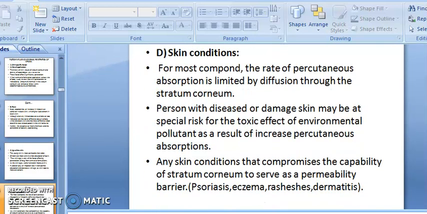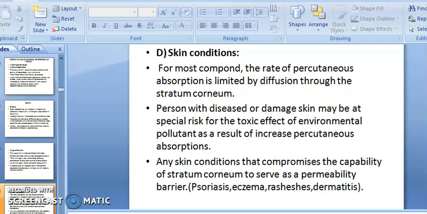Then skin condition. For most compounds, the rate of percutaneous absorption is limited by diffusion through the stratum corneum. With the help of this diffusion process, penetration of the drug takes place. A person with diseased or damaged skin may be at special risk for the toxic effects of environmental pollutants as a result of increased percutaneous absorption.